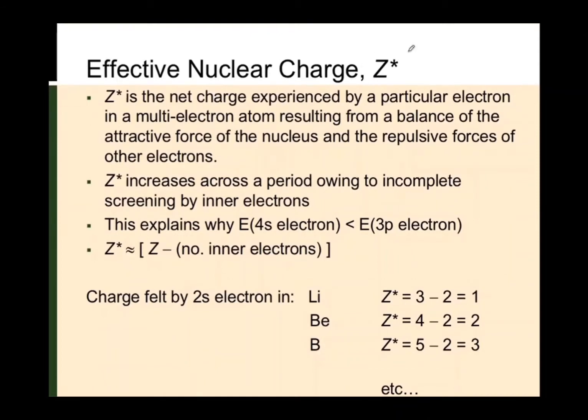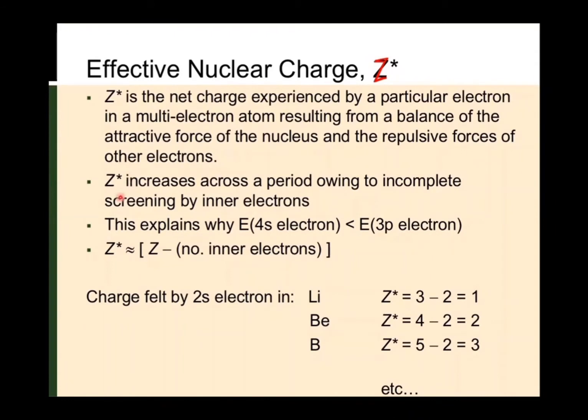Effective nuclear charge is the Z star, the Z asterisk. The Z here is the same as the atomic number, so the number of protons. So the Z star is the net charge experienced by a particular electron in a multi-electron atom, resulting from a balance of the attractive force of the nucleus, because the nucleus is positive, and the repulsive forces of other electrons. The electrons are all negatively charged, so they will generally repel each other, like negative charges repel each other.